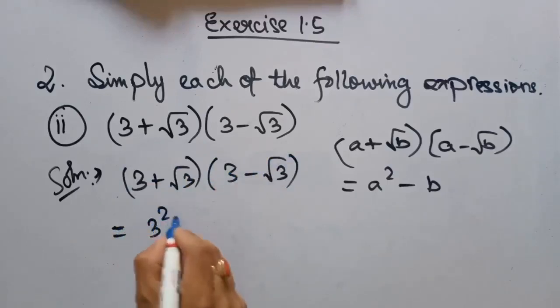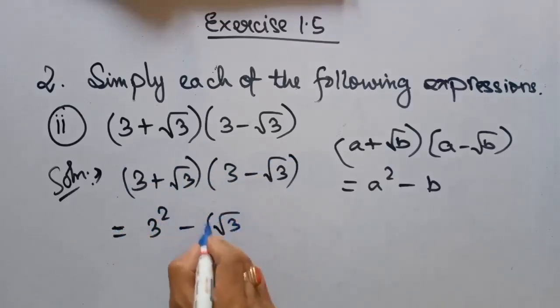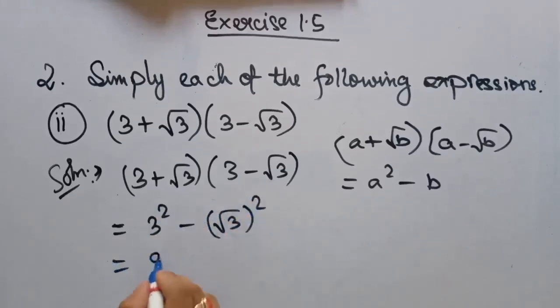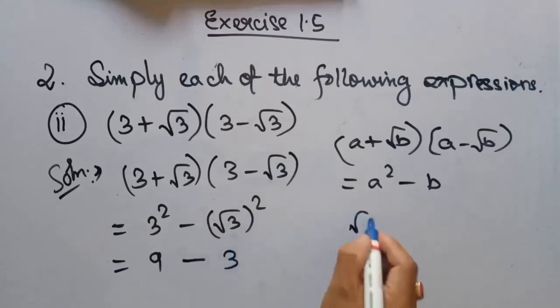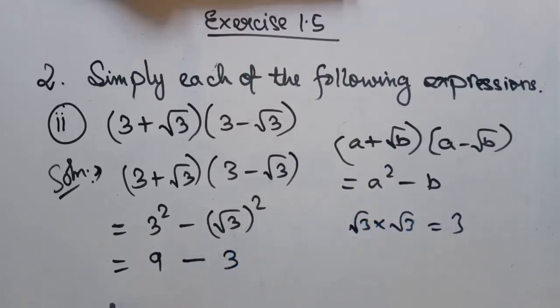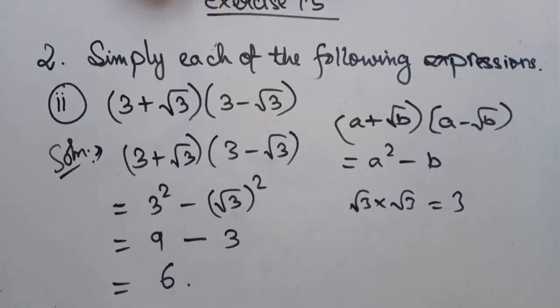3 square minus root 3 square equal to 9. 3 square is 9 minus root 3 square is 3, that is root 3 into root 3 equal to 3, which is equal to 6. So after simplification, the expression (3 plus root 3) whole into (3 minus root 3), we will get 6.